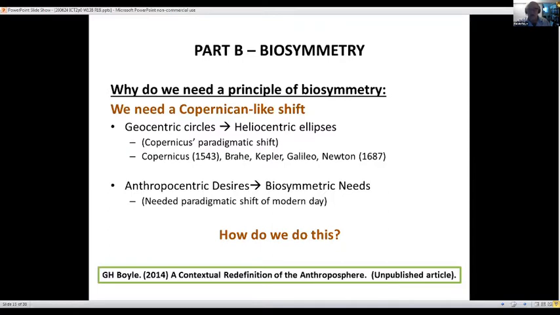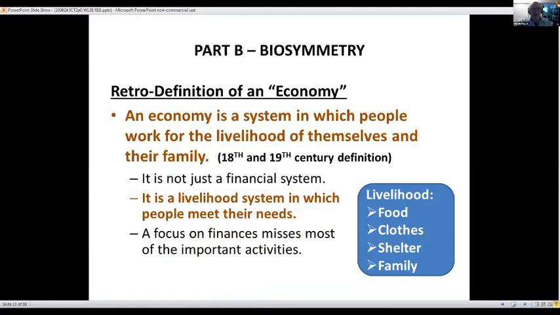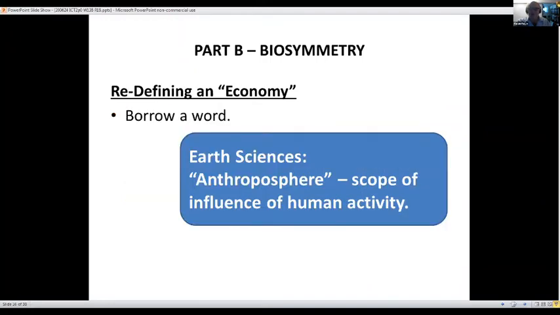So how do we do this? Well, I suggest we start by redefining the word economy. In fact, it's a retro definition. We need to go back to the definition that the classical economists used in the 18th and 19th century. It is not just a financial system. An economy is a livelihood system in which people meet their needs, such as food, clothes, shelter, family. A focus on finances misses most of the important stuff.